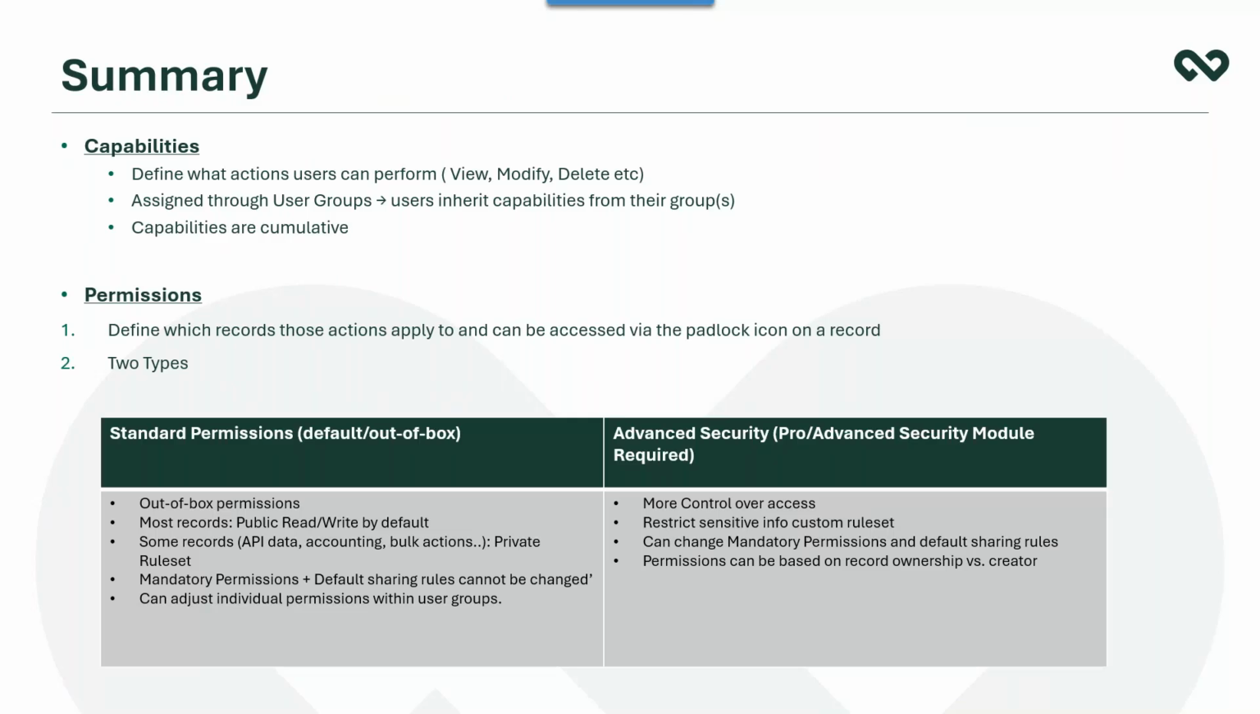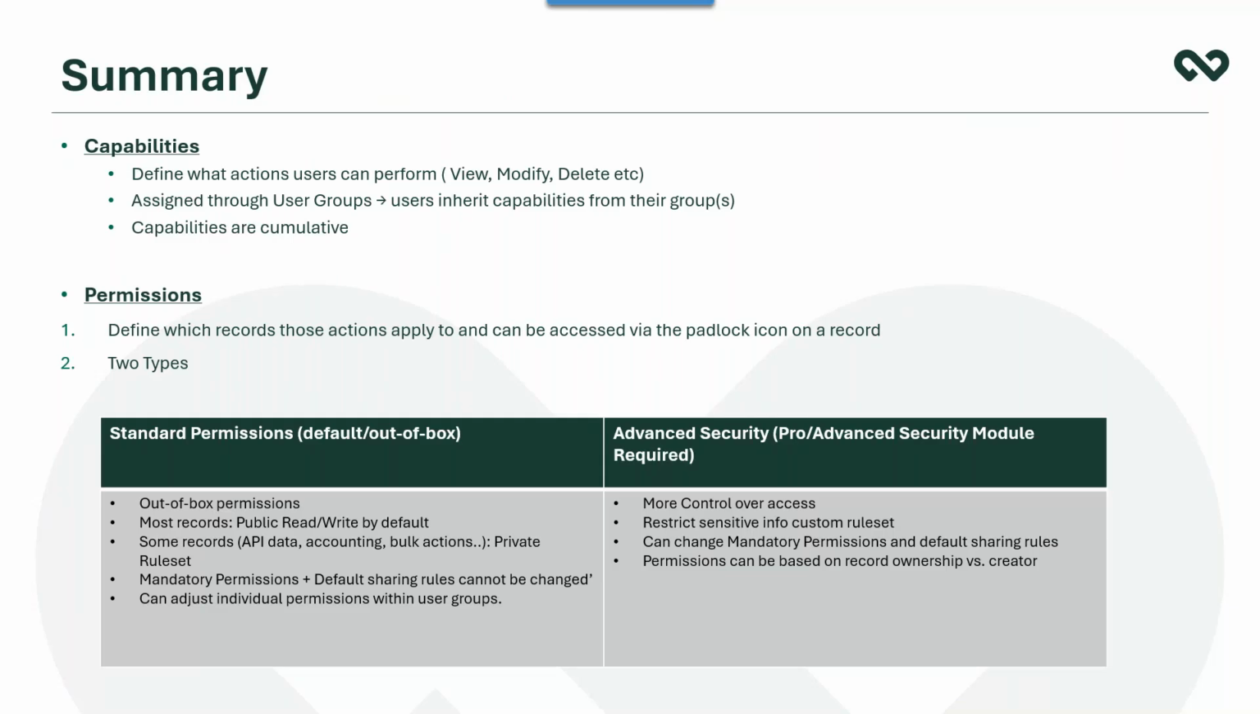Standard permissions are out-of-box permissions. By default, most records have public read and write access. Some records like API data, accounting objects, bulk actions, dashboards, etc., come with a private rule set. You cannot change mandatory permissions or default sharing rules in standard permissions, but you can change individual permissions and control capabilities within user groups.